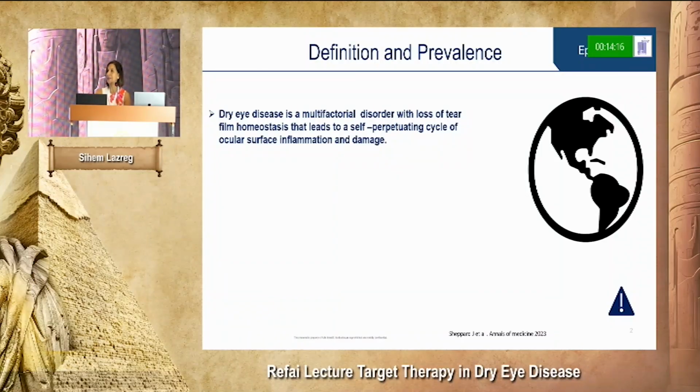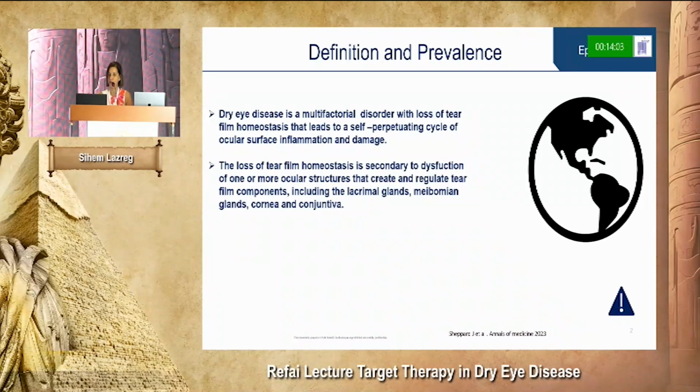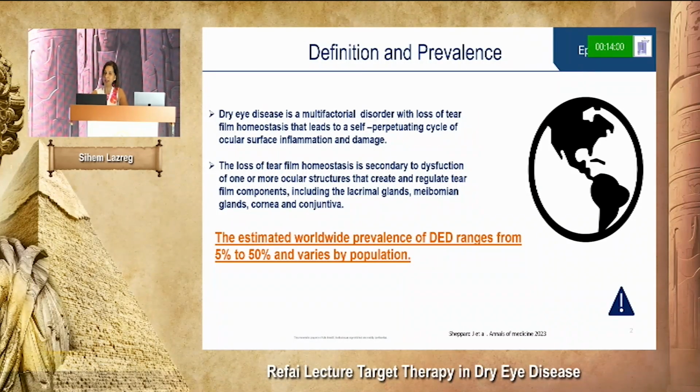Everybody knows the definition of dry eye: a multifactorial disease with a loss of homeostasis. The word homeostasis is very important because it will be the core of all the treatment and the core of the way of reflection for the treatment. The loss of homeostasis is maybe secondary to a dysfunction of one or more of the structures of the ocular surface.